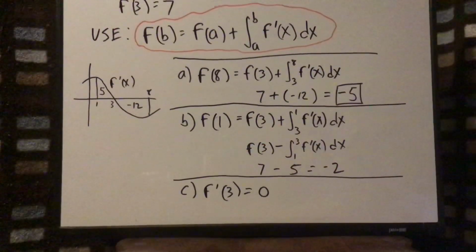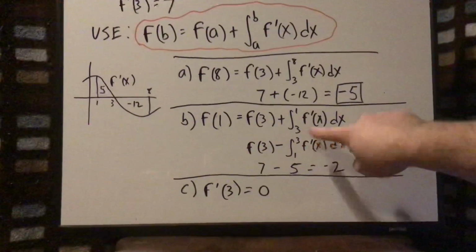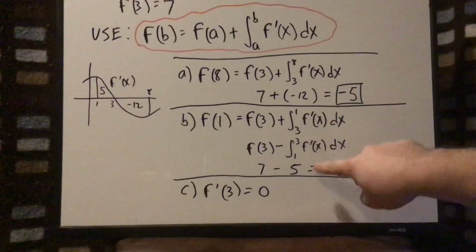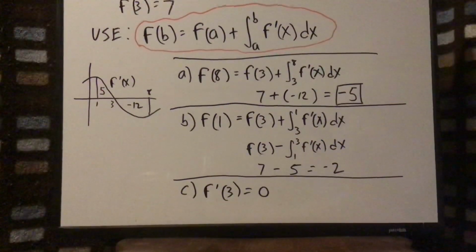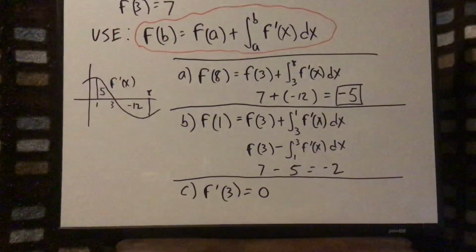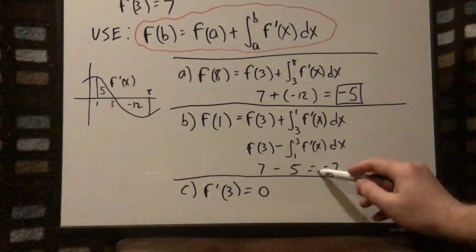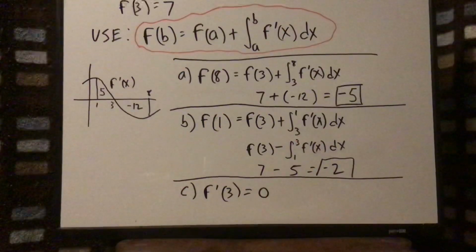F of 3 is still 7. The integral from 1 to 3, according to the picture, is 5. I have the minus sign, so it's 7 minus 5, and 7 minus 5 is negative 2, which is my answer to part B.